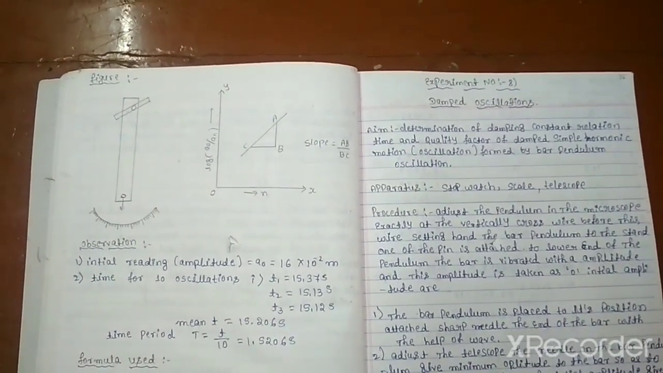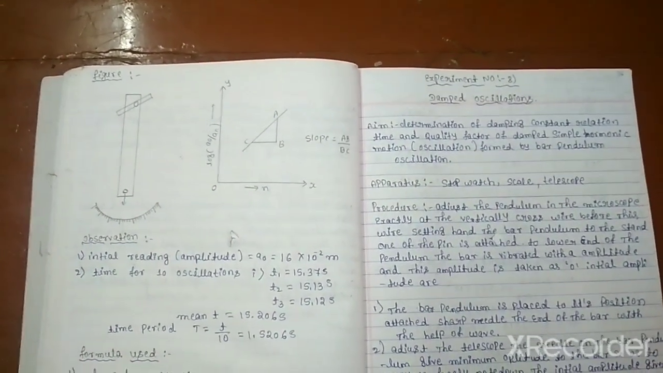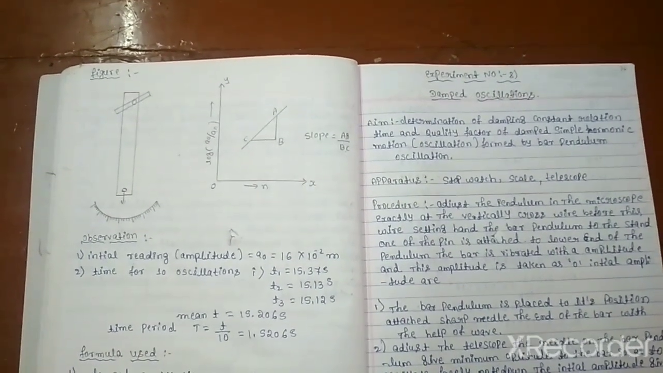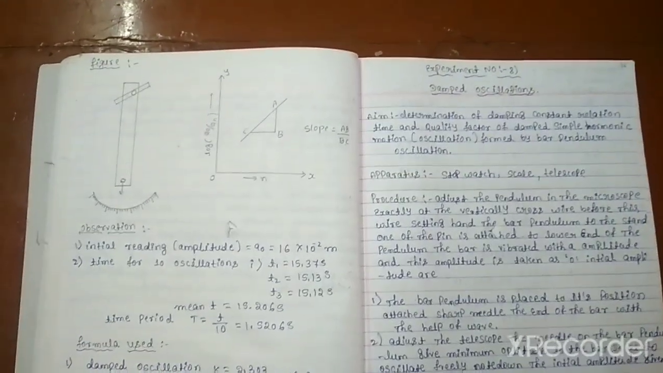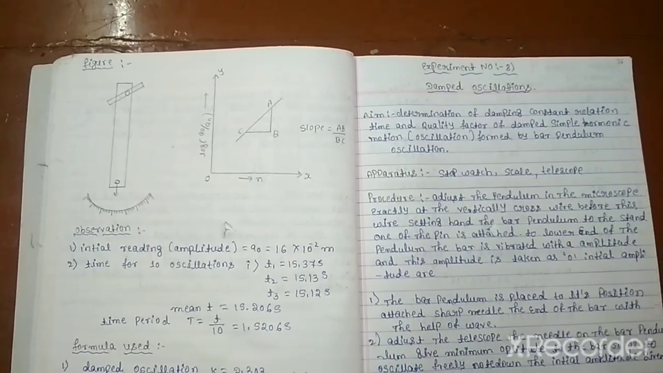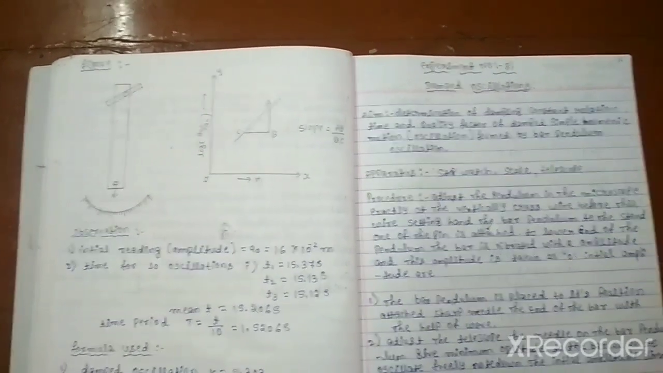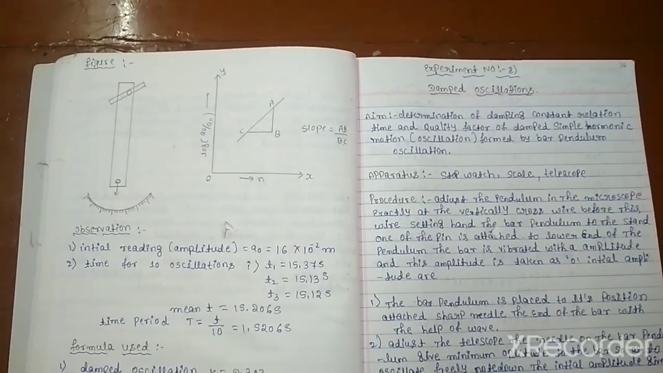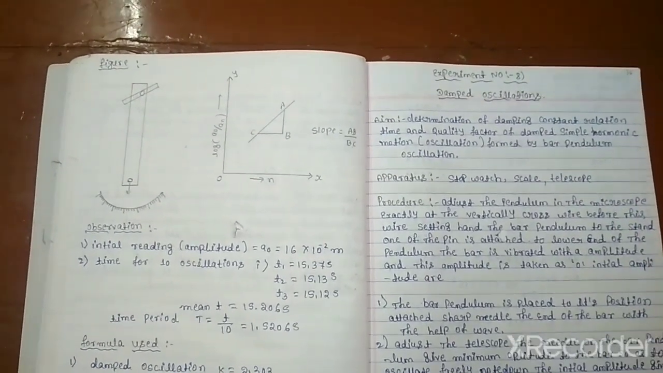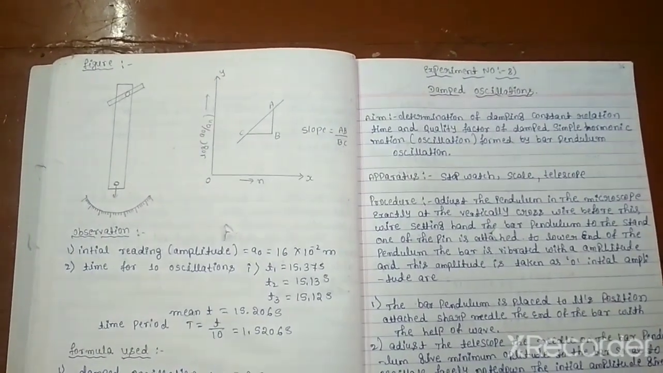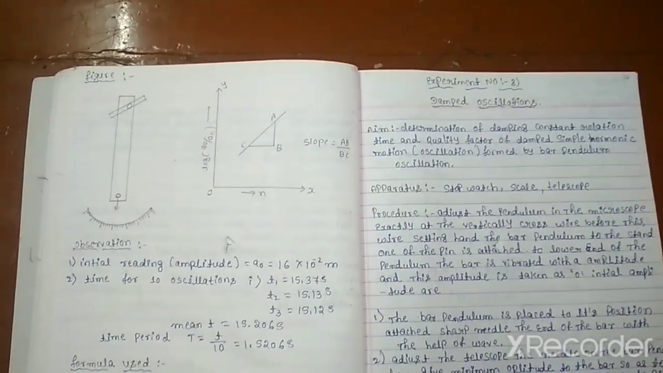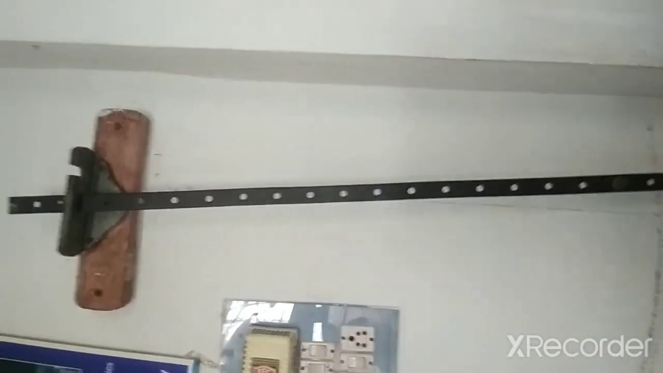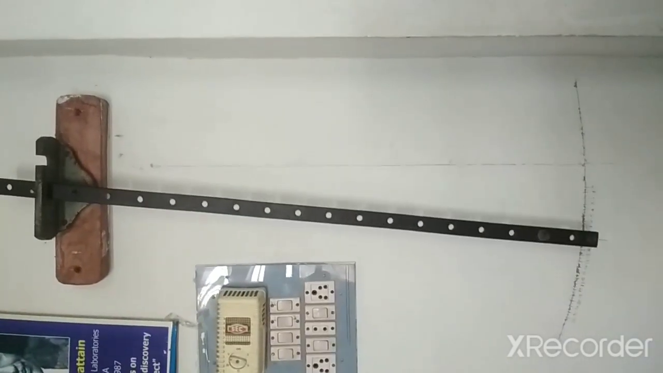Today I am going to demonstrate one of the important experiments of the BSc 4th semester, damped oscillations. So what is the aim of the experiment? Here we determine the damping constant, relaxation time and quality factor of damped simple harmonic motion formed by a bar pendulum. So see here, this is the experimental apparatus of the damped oscillations.